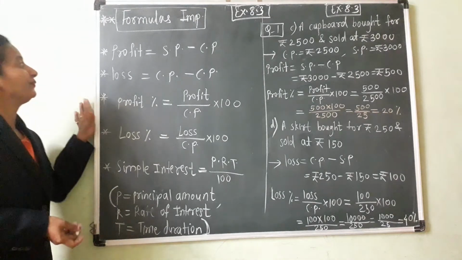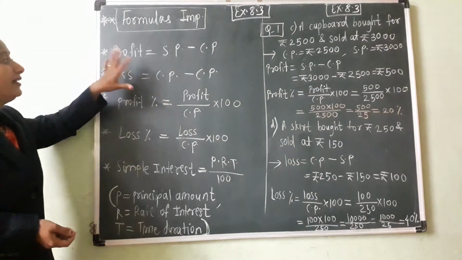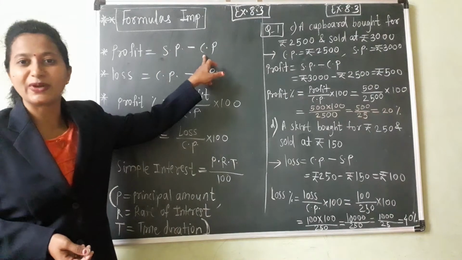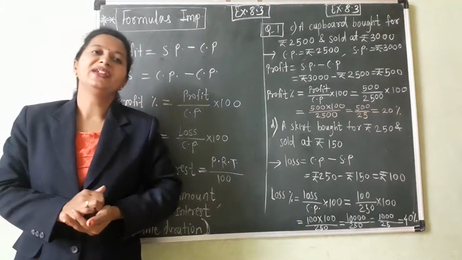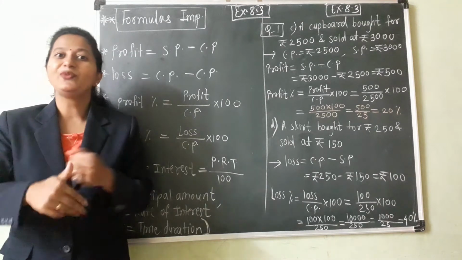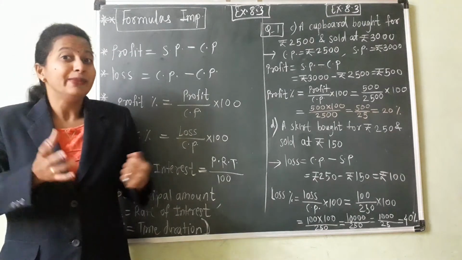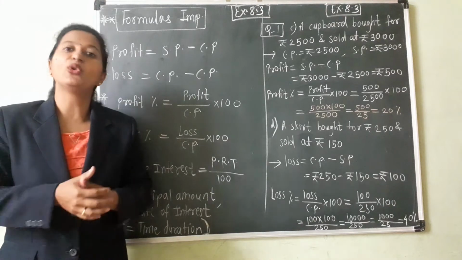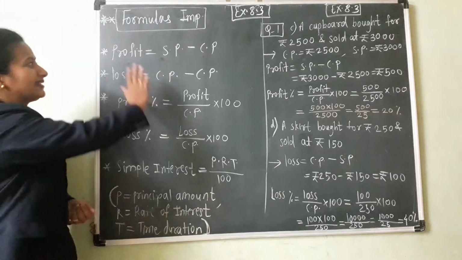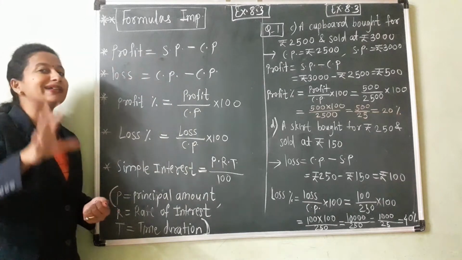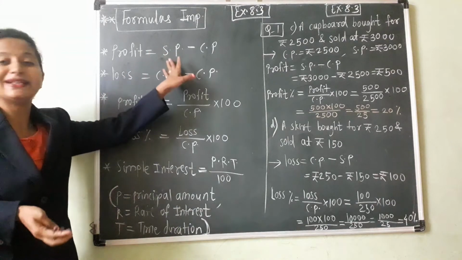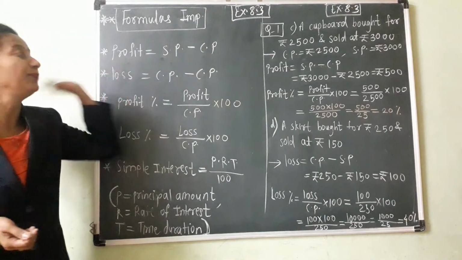All the time. Profit: SP means selling price. CP means cost price. For example, if you buy a pen for 10 rupees and sell it for 20 rupees, you got 10 rupees extra, which means you are in profit. So profit is equal to selling price minus cost price. Obviously, when the selling price is greater than the cost price, we can say profit.